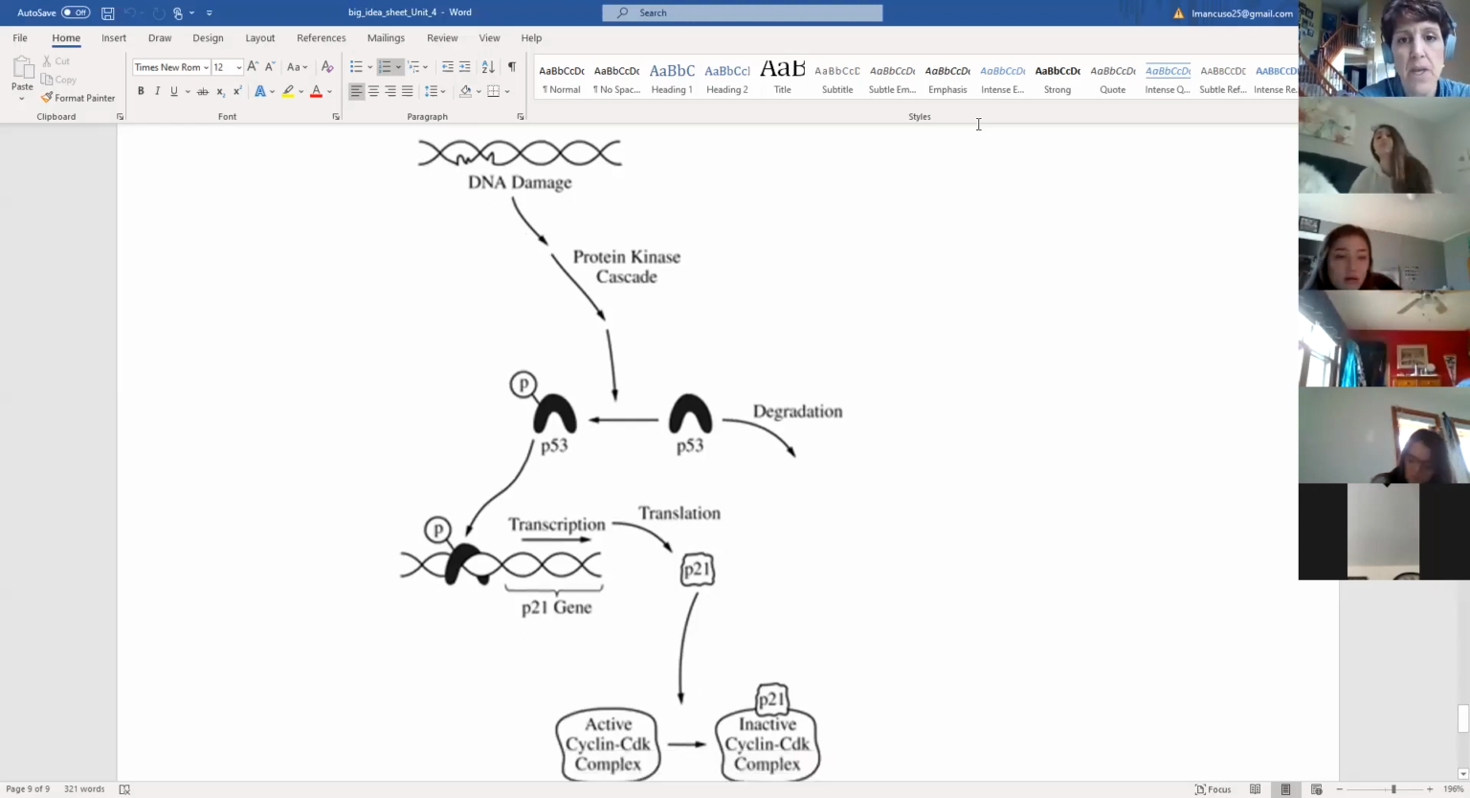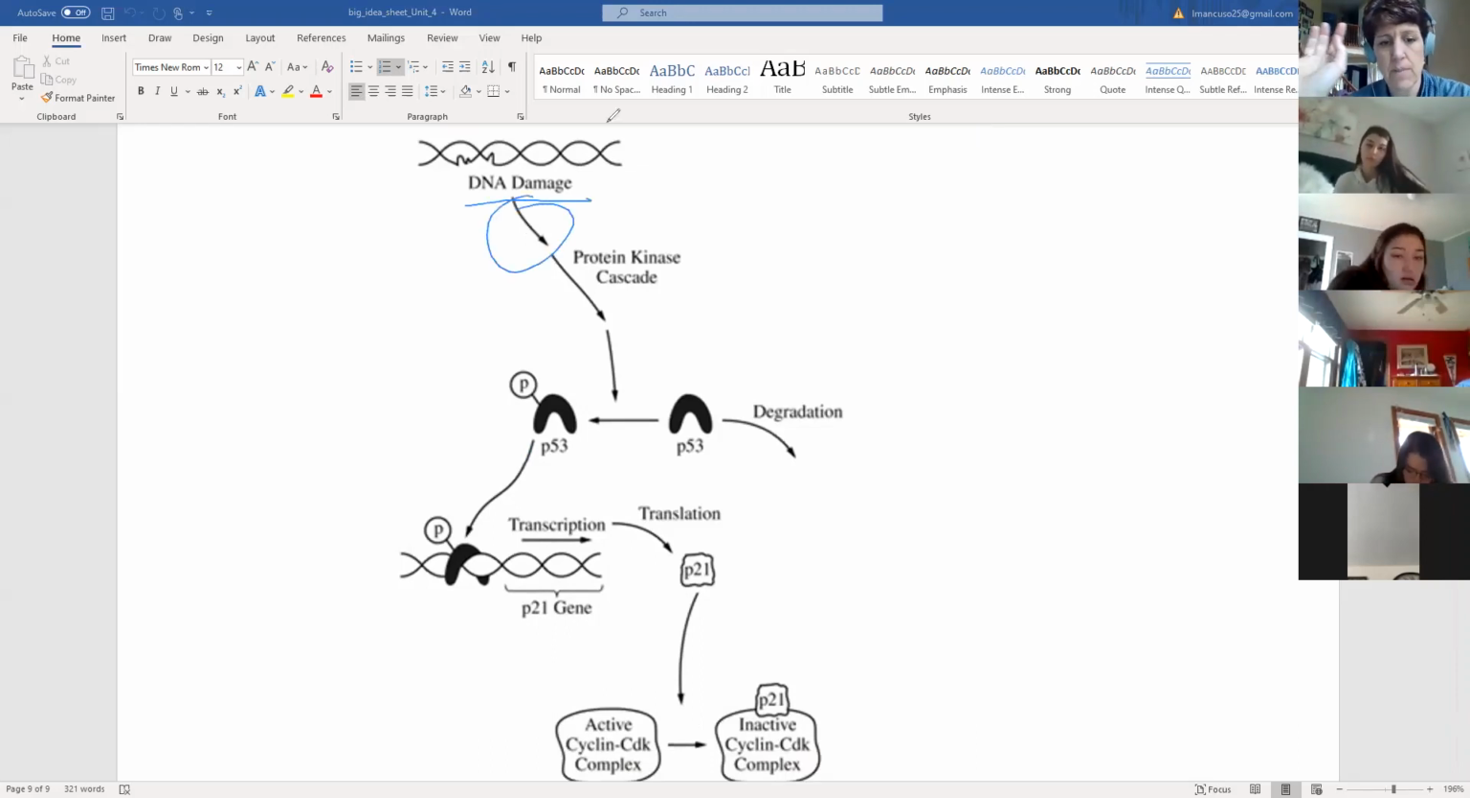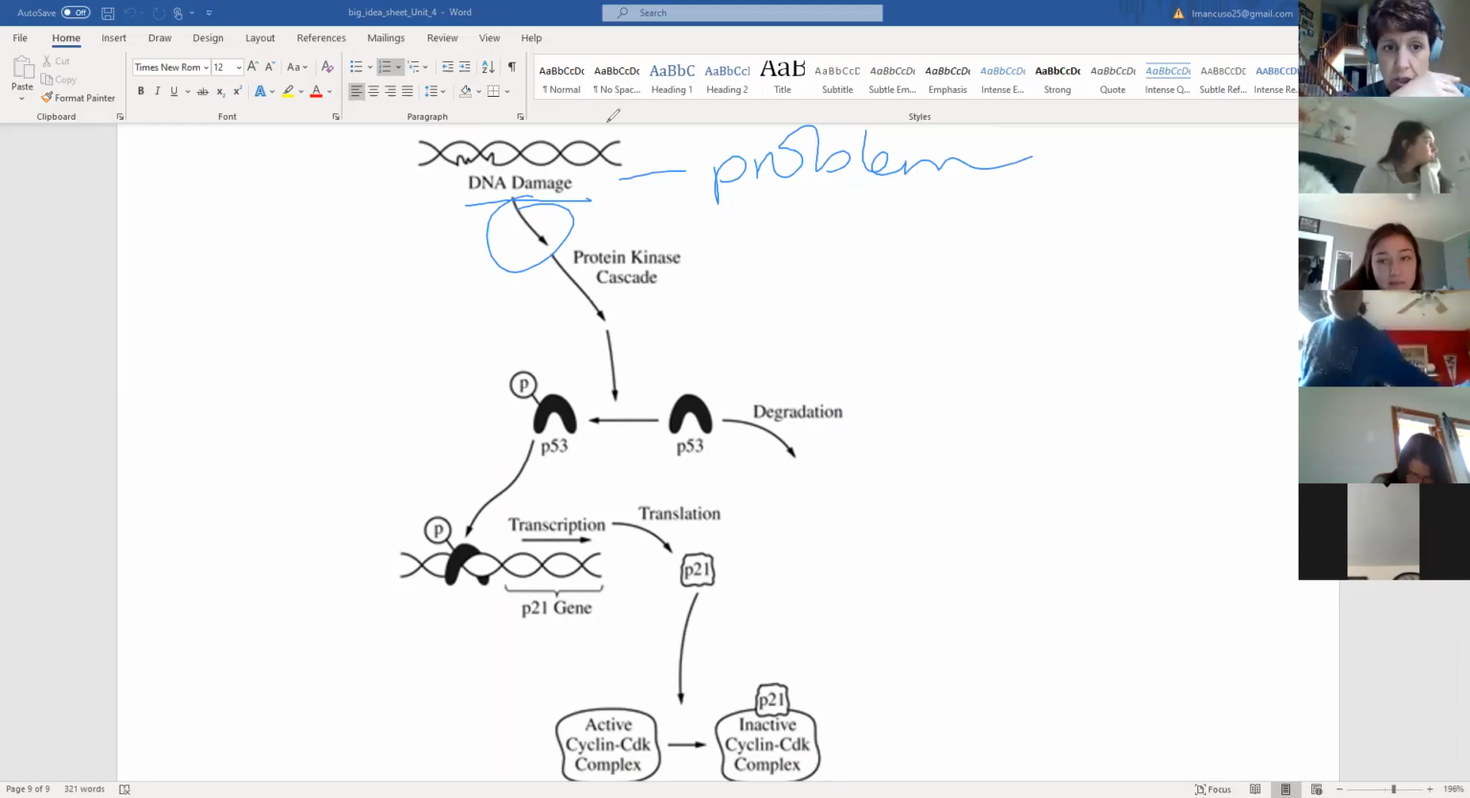Yep, for sure. Okay, so we start off with the first arrow. Always find the first arrow in the pathway. So the first arrow is due to DNA damage. So this is a problem. We all know DNA damage is a problem. So let's say it's literally because you were out in the sun. You're out in the sun, too much UV. UV can damage your DNA.